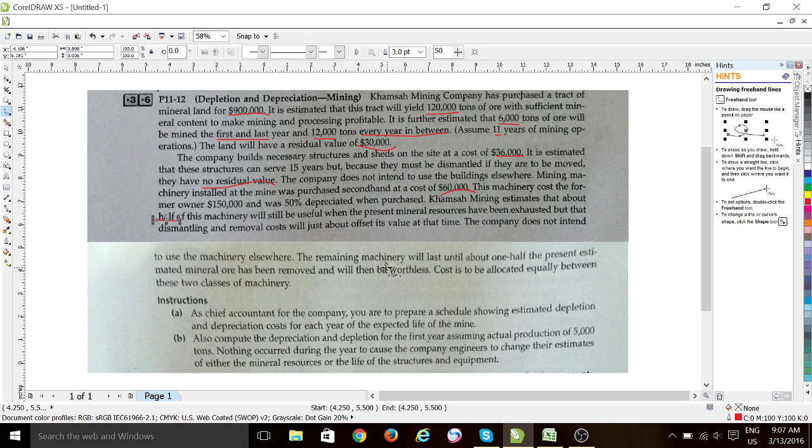So the remaining machinery, the other half, will only be useful for one-half of the present estimated mineral ore, which is 11 years. So the other half of the machinery will only last for about 5 years and a half, and then will be worthless. So the cost is to be allocated equally between these two classes of machinery. So 60,000 will be allocated 30,000 each.